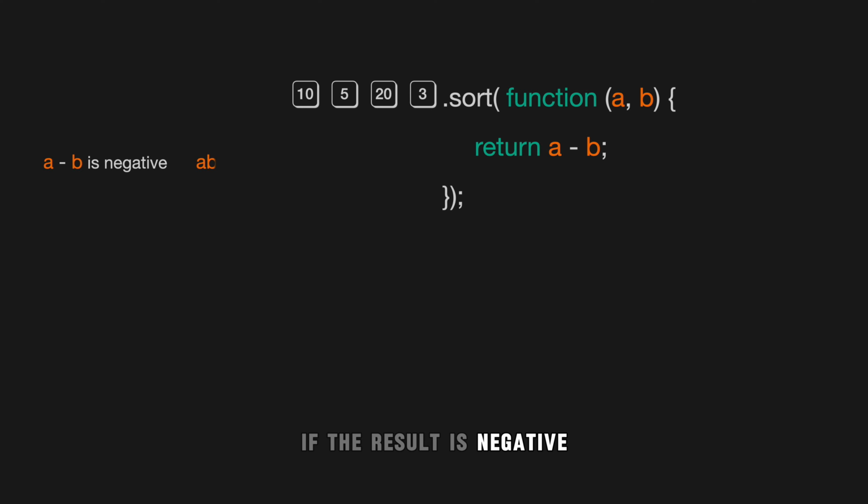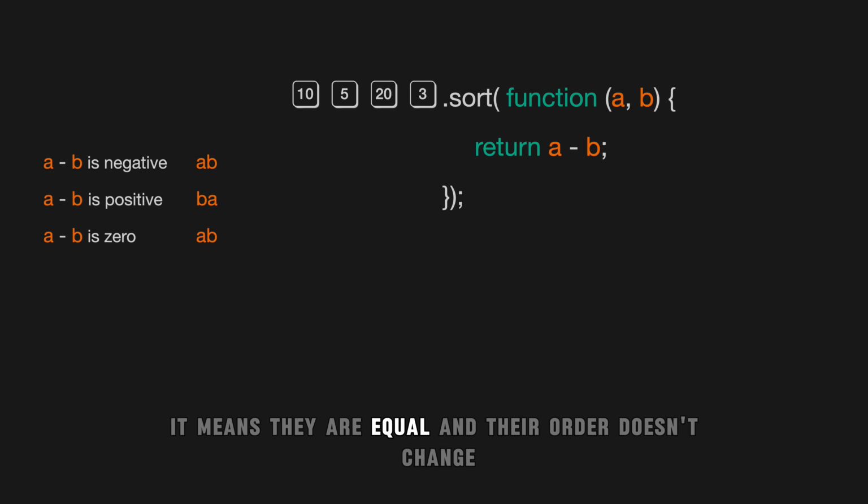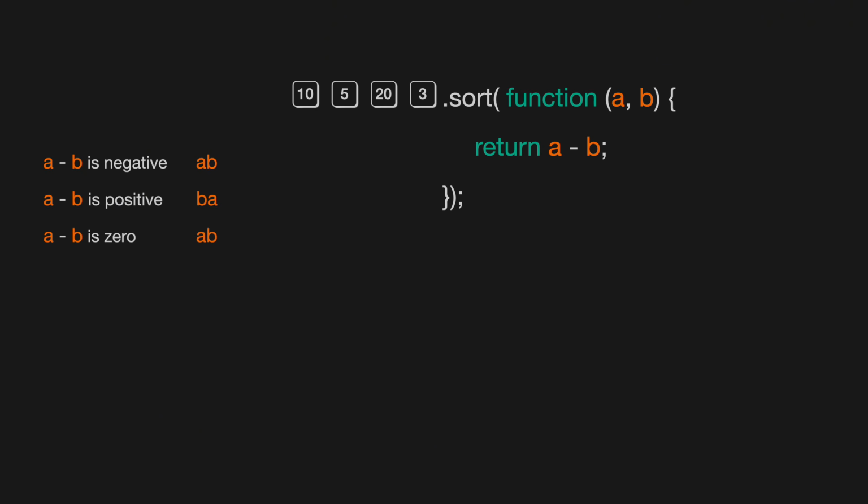If the result is negative, it means a is smaller than b, so a comes first. If the result is positive, it means a is larger than b, so b comes first. If the result is 0, it means they are equal, and their order doesn't change. So, after sorting, the array will now be 3, 5, 10, and 20.